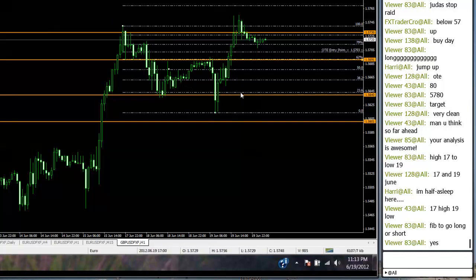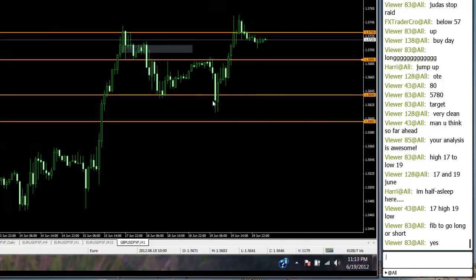But you have to look at what price structure is doing. When we made this low, when we made that low in the cable, see how we went down below this low here? You see that?